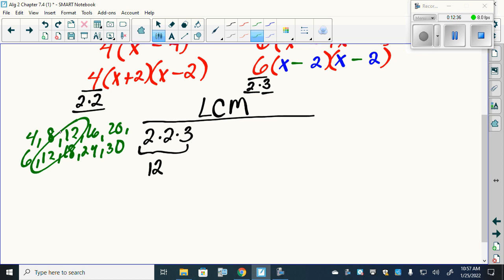Any questions on this here for 4 and 6? Now we need to look at the sets of parentheses. So when I look at this first one here, we have x plus 2 occurring how many times? Once, yes? If I look at the other set with the 6, how many times does x plus 2 occur? So how many times do I need x plus 2 in my least common multiple? Once. Any questions on the x plus 2?